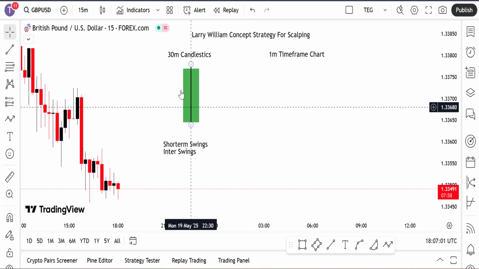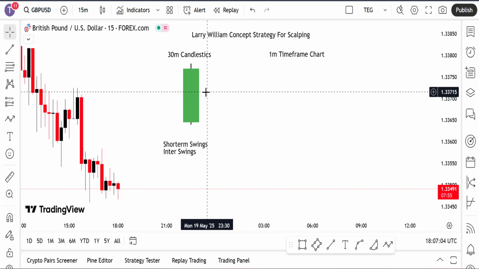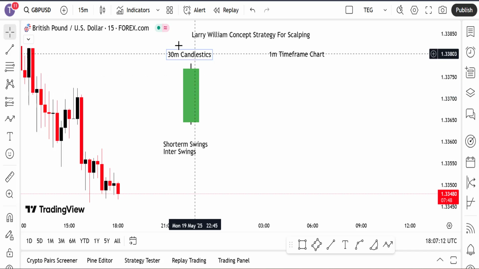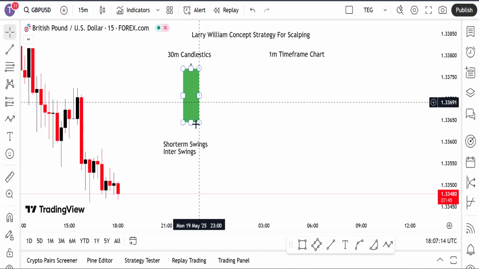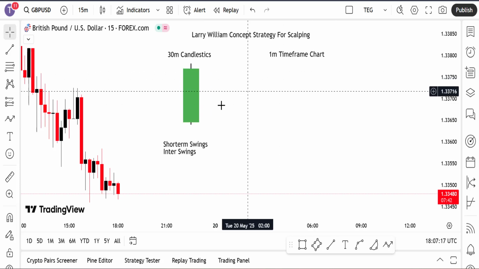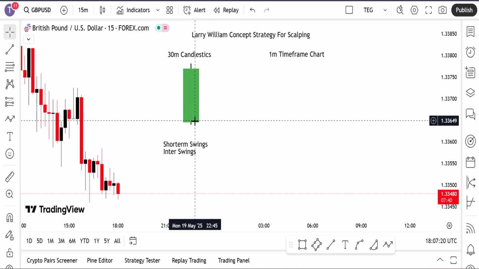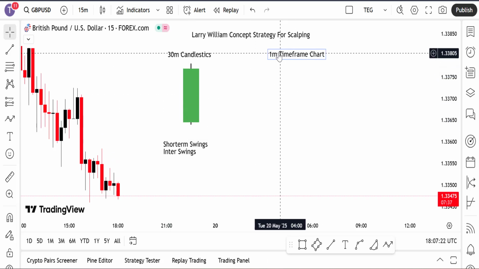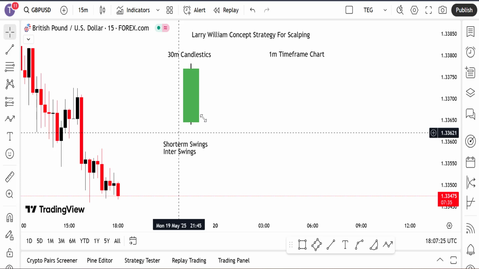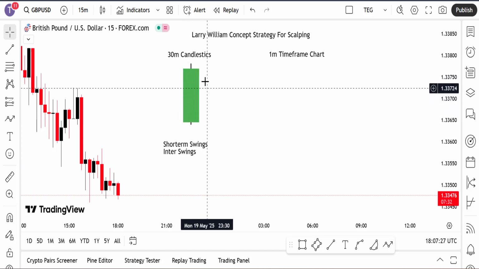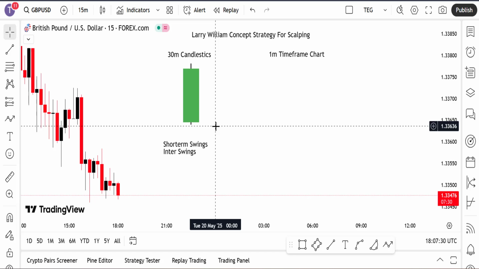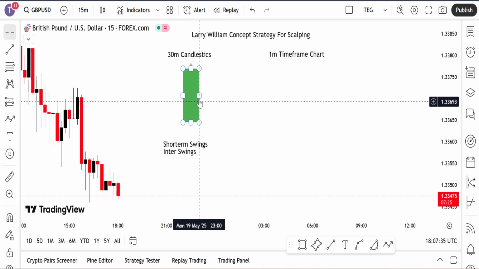Imagine this is a 30-minute candlestick. Before you become a profitable trader, you have to understand what kind of candlestick you are going to be trading. In this scenario, on the 1 minute time frame, you're going to be trading the 30 minute candlestick. So everything you are going to be doing, the 1 minute time frame is going to be our 30 minute candlestick, which you are going to be looking at. This is because we can get our intermittent swings using the 30-minute candlestick, so that we can know where we are going to enter in the market.